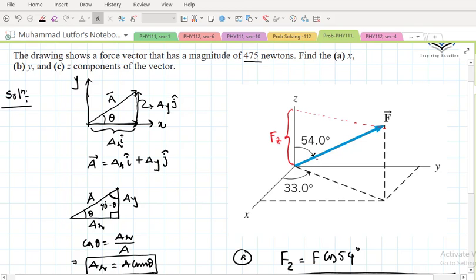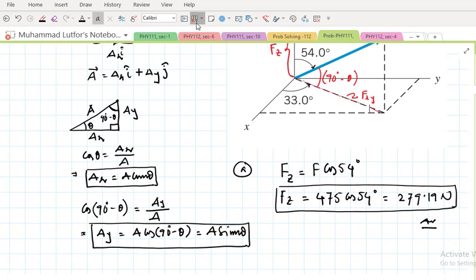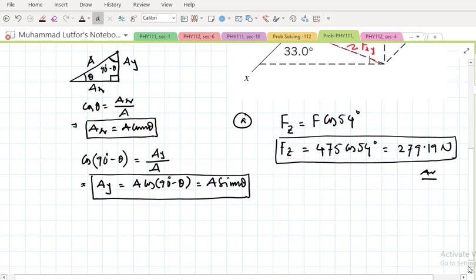Now I can also find one more component, which would be in the xy plane. That component creates an angle of 90 degrees minus theta, right? So this component would be F xy. I write xy because this is actually in the xy plane. So that's why I write F xy. Now I can find that one.